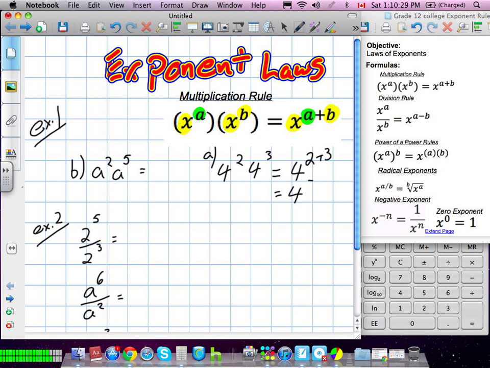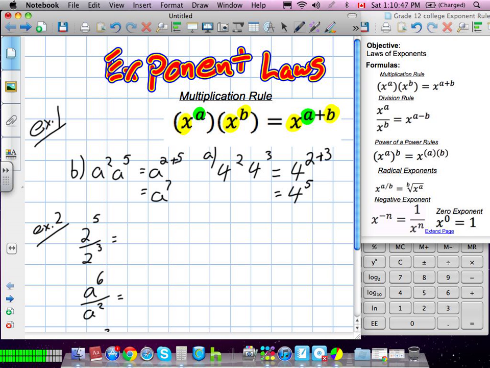Exactly. The same rule works with a. We have the same base a. So we have base a to the power of 2 plus 5. A is going to be what? Exactly. Simple. Okay. Our next major rule is the division rule.